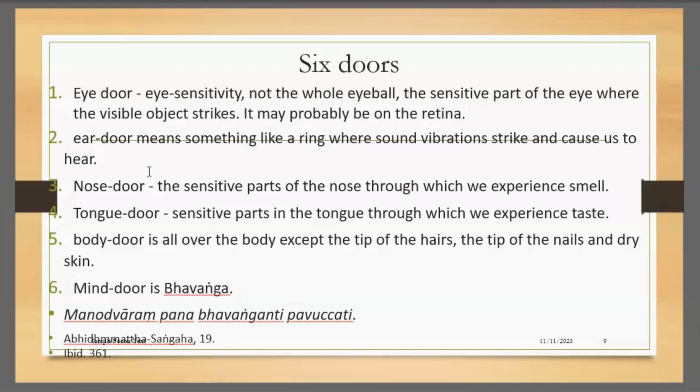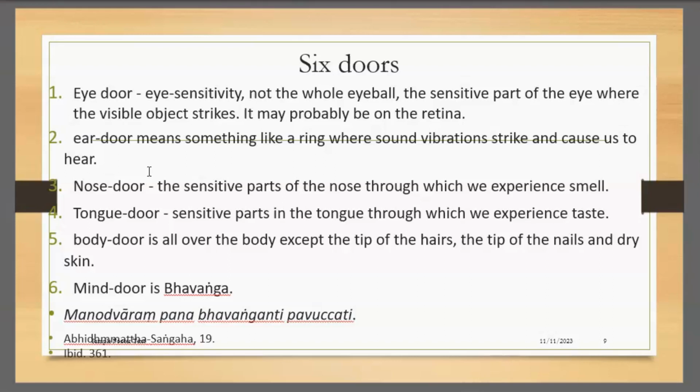That may be the retina, almost close to the retina. So eye sensitivity is called the eye door. Then ear sensitivity, ear door. Nose sensitivity, nose door. Tongue sensitivity, tongue door. Then body sensitivity is all over the body except the tip of the hairs, the tip of the nails and dry skin. We can find body door or body sensitivity inside and outside of the body except those places.